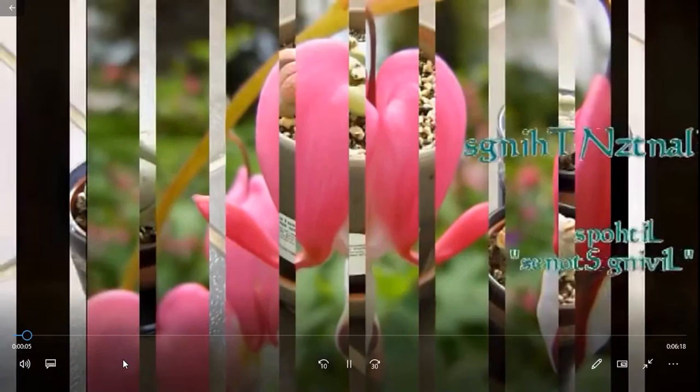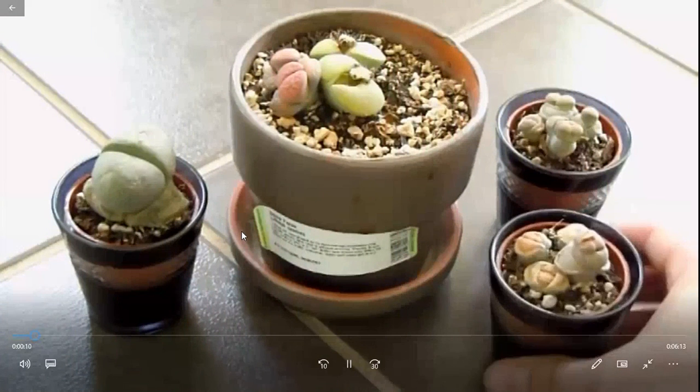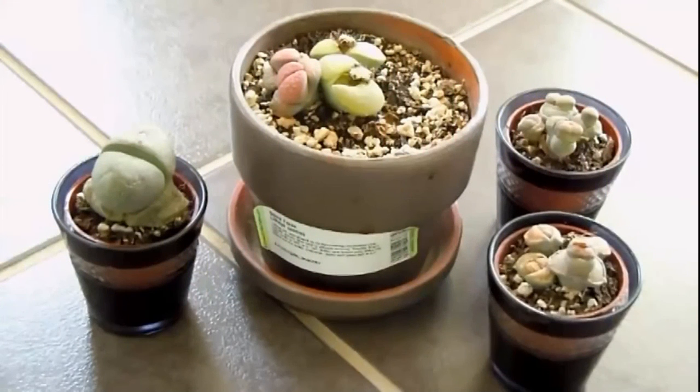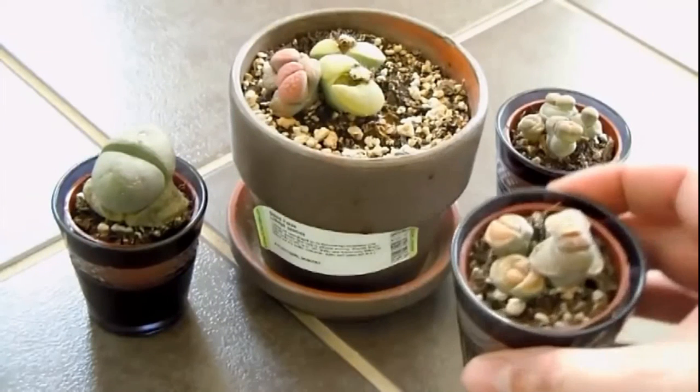Hi everyone, welcome back. Today I thought I'd show you my favorite plants. Well, one of my favorites. I think for every category there is a favorite, so I have multiples. These are lithops, living stones.